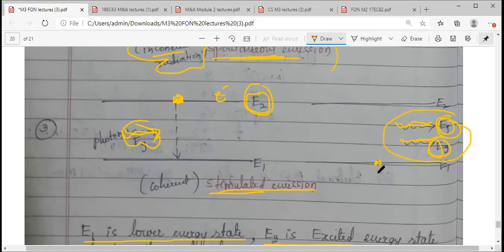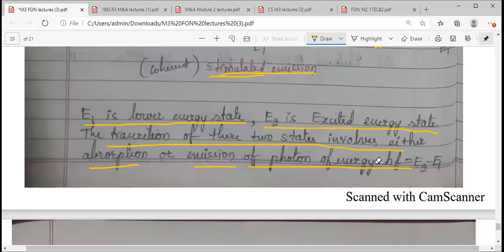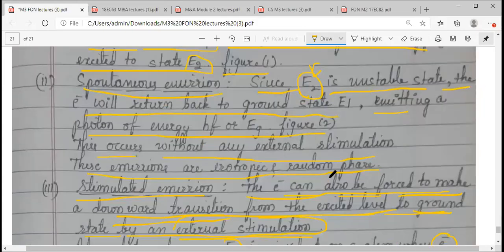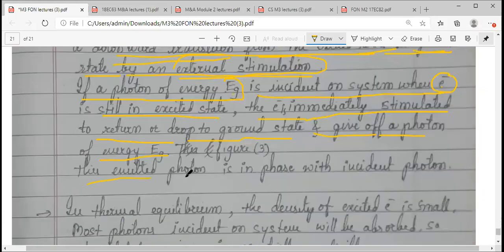So their parameters, frequency and phase, all remain the same. So that is a coherent source. Okay, coherent light, what we call. So this emitted photon is in phase with the incident photon. So hope you understood about these 3 things: absorption, spontaneous emission, stimulated emission.